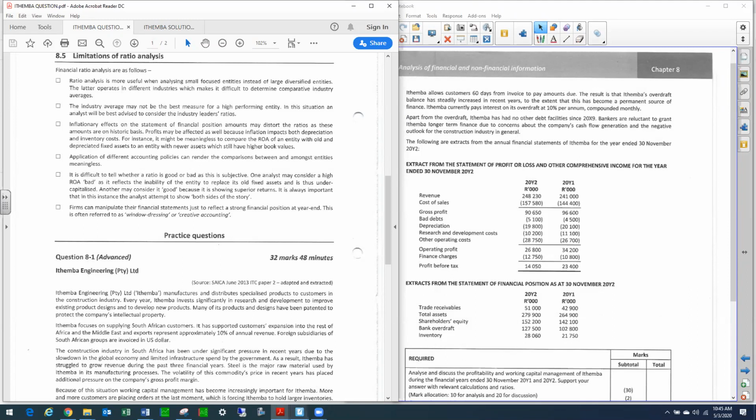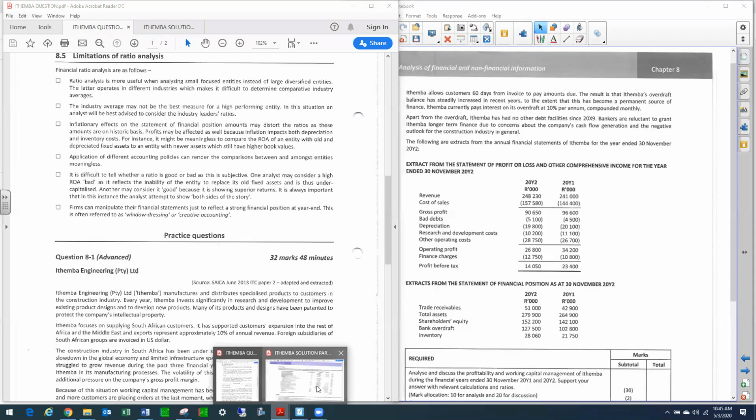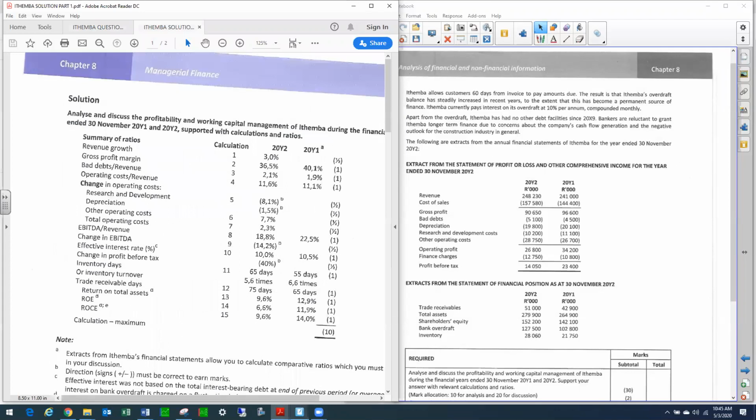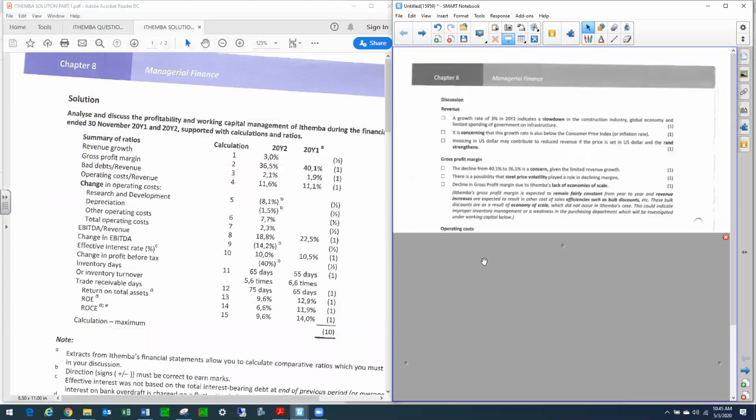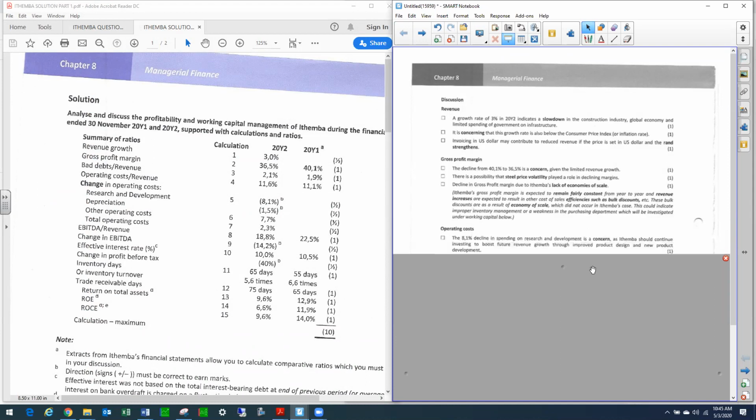So, guys, the fact that R&D has gone down, is this a good thing or a bad thing? Bad. And again, the bold one is concern, because we should be investing in R&D to protect our company. So as long as you said it was bad, you got your mark. Depreciation down by 1.5%. Tell me, what does that mean?